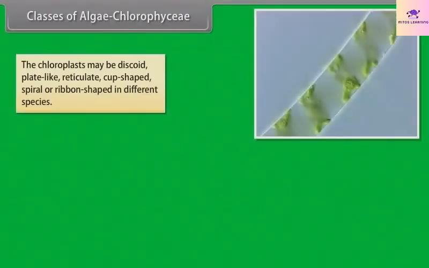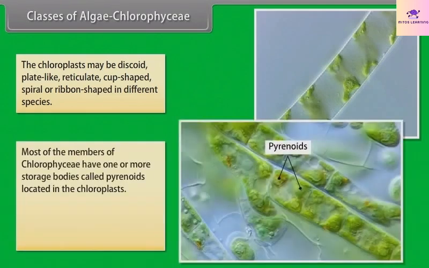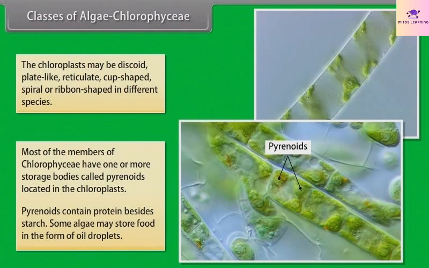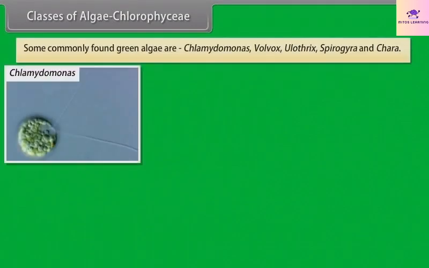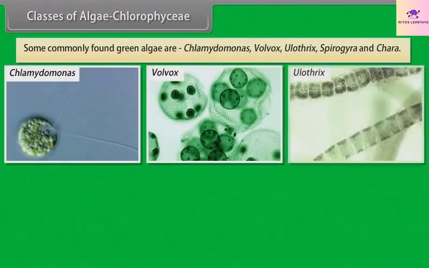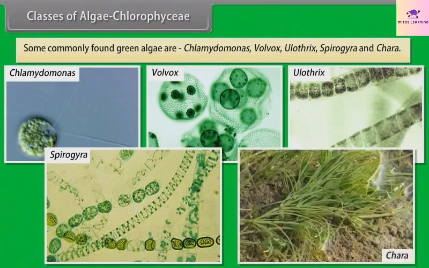The chloroplasts may be discoid, plate-like, reticulate, cup-shaped, spiral, or ribbon-shaped in different species. Most of the members of Chlorophyceae have one or more storage bodies called pyrenoids located in the chloroplasts. Pyrenoids contain protein besides starch. Some algae may store food in the form of oil droplets. Green algae usually have a rigid cell wall made of an inner layer of cellulose and an outer layer of pectose. Some commonly found green algae are Chlamydomonas, Volvox, Ulothrix, Spirogyra, and Chara.